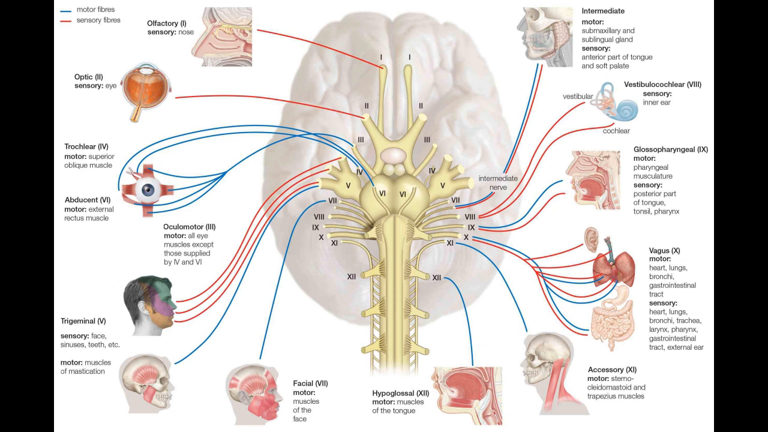And some of the other nerves you can see, they are well mapped. The trigeminal, for example, controls the sensory of the face, sinuses, and teeth. It has motor functions with the muscles of mastication, or chewing. Then you have the facial motor, the muscles of the face. Over on the right side, you have the vagus motor, which is the heart, lungs, bronchi, gastrointestinal, and the sensory functions, the heart, lungs, bronchi, trachea, larynx, all these things that you don't have to think about, those sensory functions that just happen from the vagus nerve.